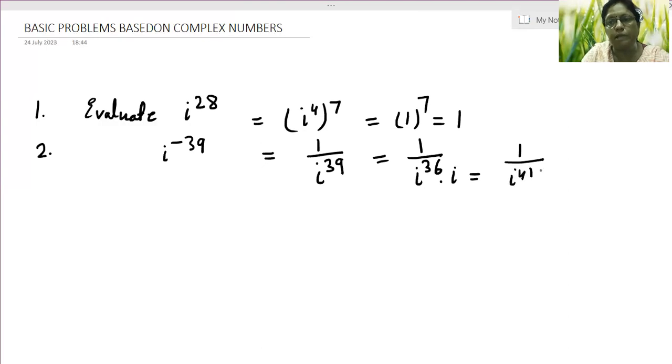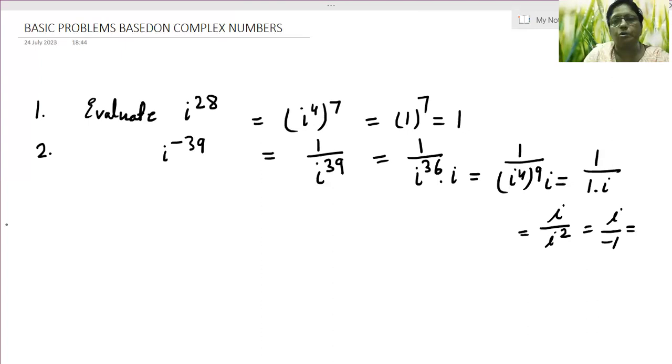So this is i raised to the power 4 raised to the power 9, into i. i raised to the power 4 can be written as 1, so we have 1 into i. Now again we will rationalize it: i upon i square, so i upon minus 1, that is minus i. So this is the way to find the value of a negative power of i. Now one more question can be taken.